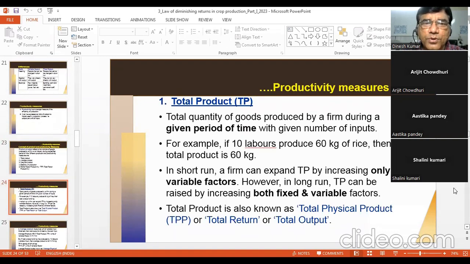So total product: total quantity of goods produced by a farm during a given period of time with a given number of inputs. That is your total product. For example, if 10 laborers produce 60 kg of rice, then total product is 60 kg. In short run, a farm can expand total product by increasing only variable factors, as discussed many times. However, in long run, total product can be raised by increasing both fixed and variable factors. Total product is also known as total physical product, TPP, total return or total output. If you have studied law of diminishing return, you must be knowing TP, AP, MP.